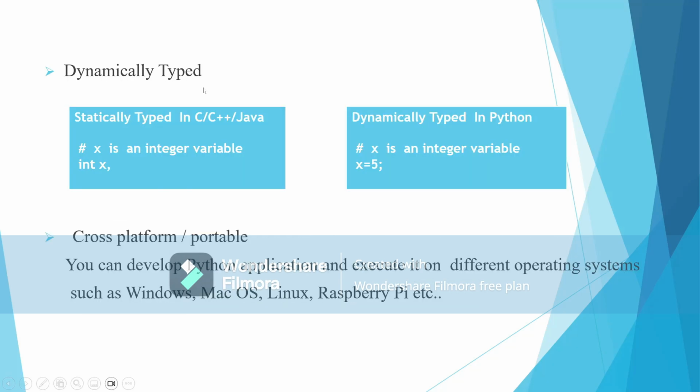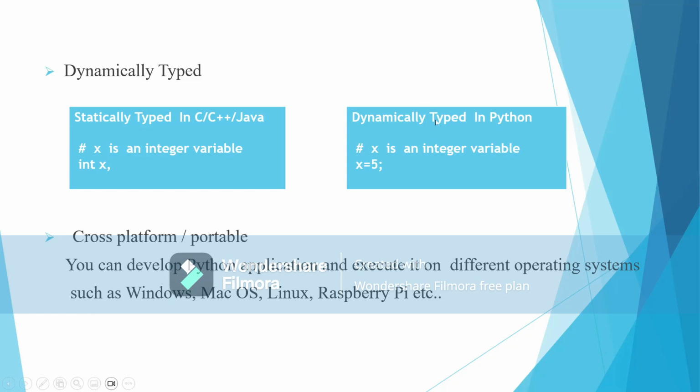Next feature, it is dynamically typed. So what is the meaning of dynamically typed? When you use programming languages like C, C++, Java, at the time when you want to declare any kind of variable, at that time you have to give the data type for that. Suppose I want to declare an integer type of variable, int x. So I will give it a data type int and the name of the variable x. It is the syntax for C, C++, and Java.